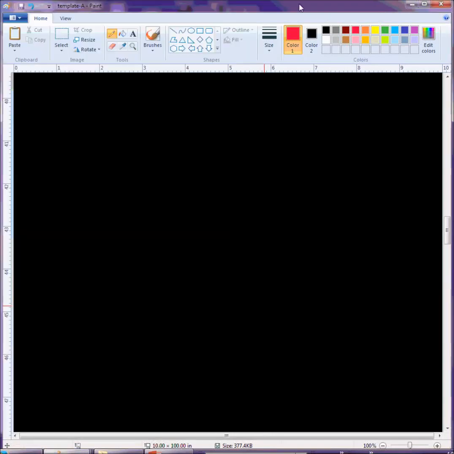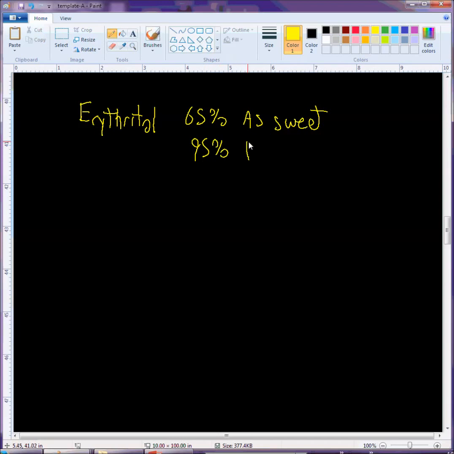Okay, so I will start by reading this question here. Erythritol, a natural sugar abundant in fruits and fermenting foods, is about 65% as sweet as table sugar. I don't know if these numbers are important. I will write them down though. Ooh, 95% fewer calories. Nice. Tooth-friendly and generally devoid of negative side effects as a human consumable product.